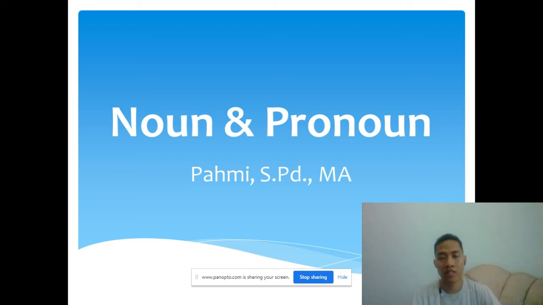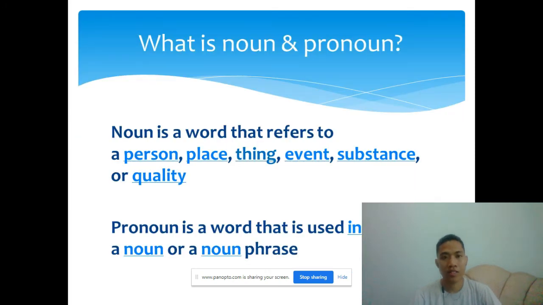The students are tested to identify whether the form of the noun is correct or not, and whether the form of the pronoun is correct or not. To start with, let's talk about noun and pronoun itself. What is noun and what is pronoun?